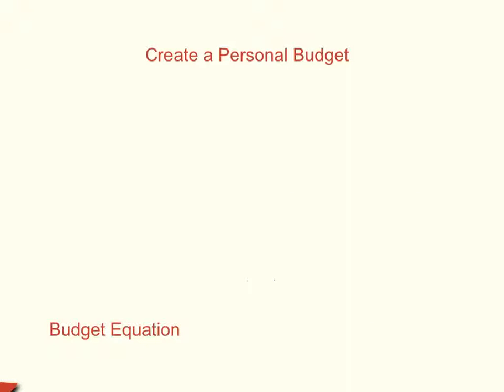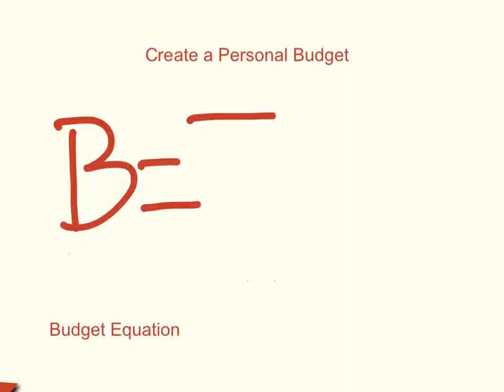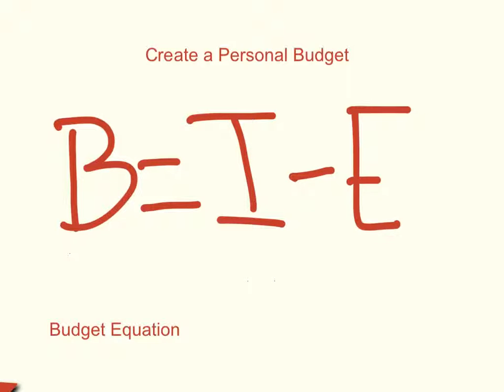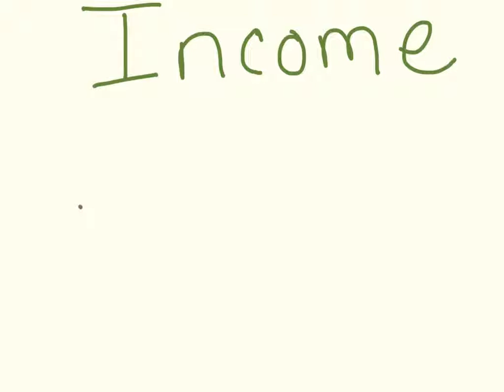This unit is all about creating a personal budget. Begin with the budget equation. The budget equation is income minus expenses equals 0. After you've determined the time frame for your budget, step 1, step 2 involves your income.